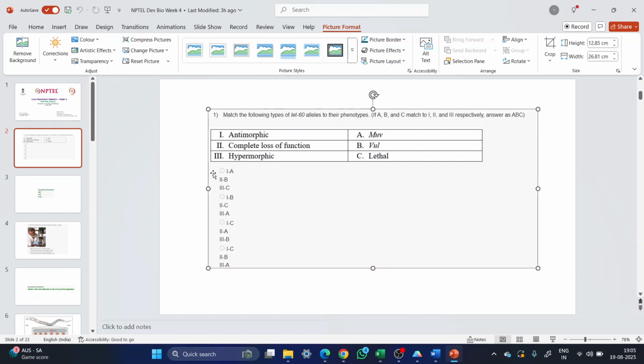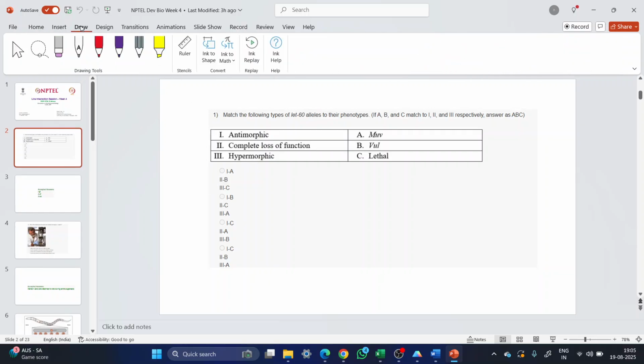So now let us try to understand this question. What is the meaning of antimorphic and hypermorphic? Antimorphic is basically an allele whose gene product acts against the function of the wild type protein. If the gene product is acting against the function of the wild type protein, it produces a dominant negative phenotype. Okay, so what happens because of dominant negative phenotype? There would be loss of function because of the antimorphic allele.